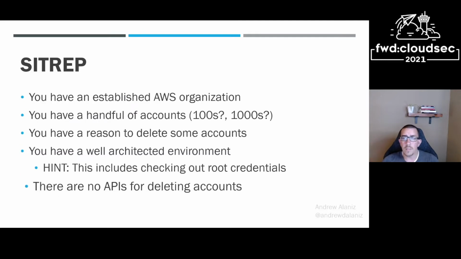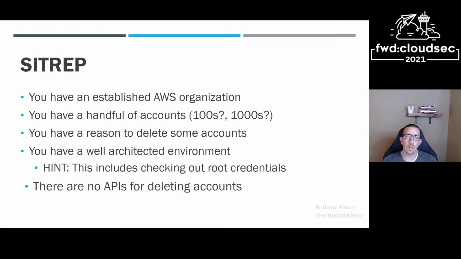All right, so you have an AWS organization. It could be a handful of accounts, could be tens, hundreds, thousands. It doesn't really matter because the process is the same. But as you scale up, the time factor is going to have an impact. You have a reason to delete some accounts, and we'll go over some of those a little later, but we'll just assume that for now.